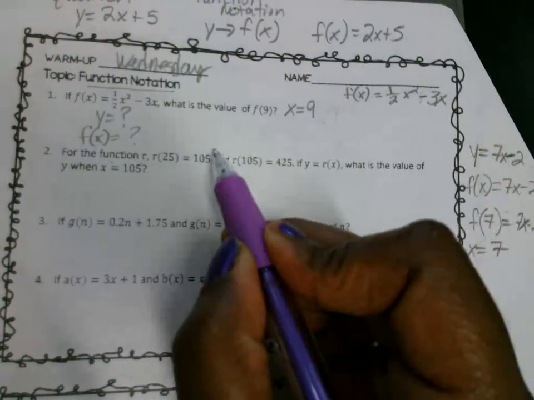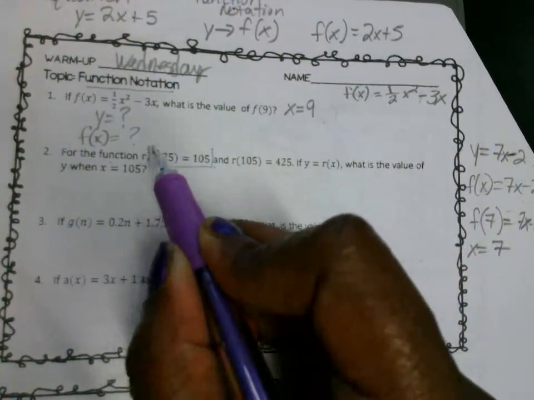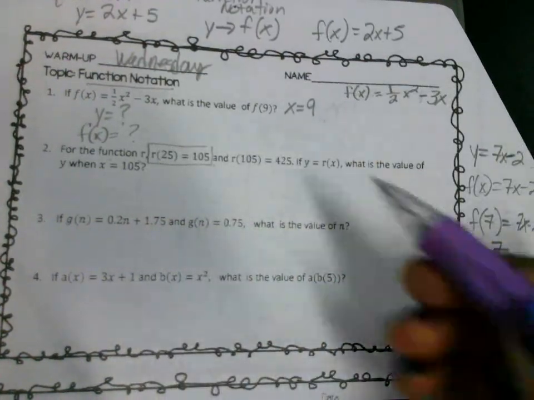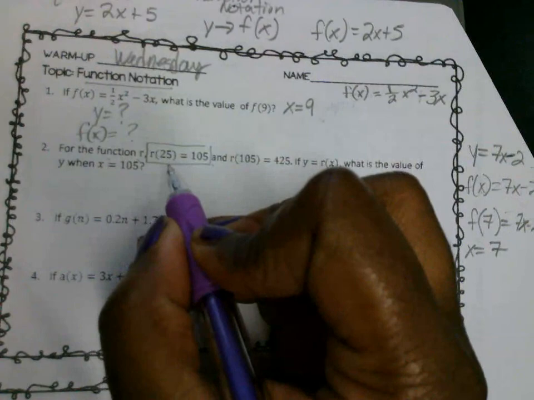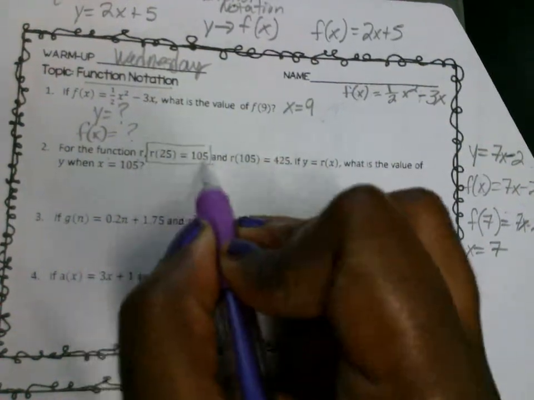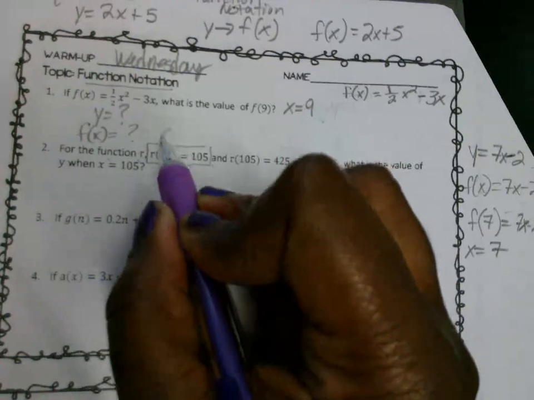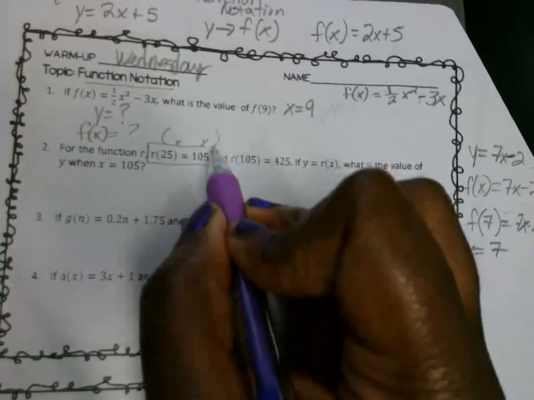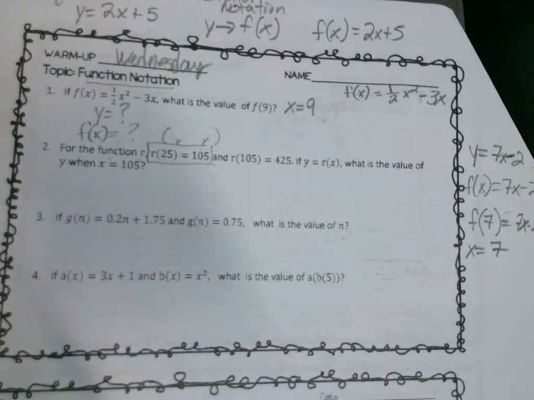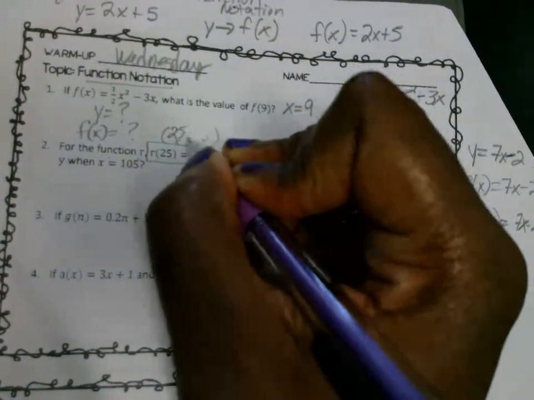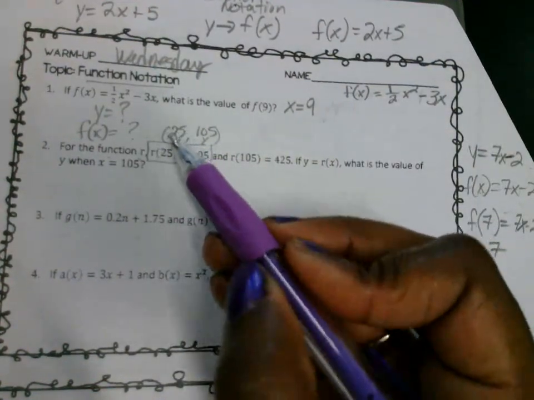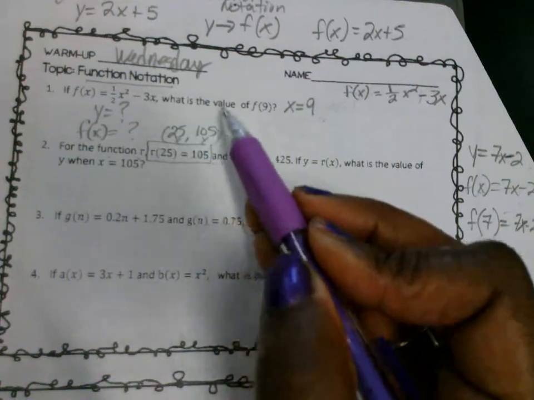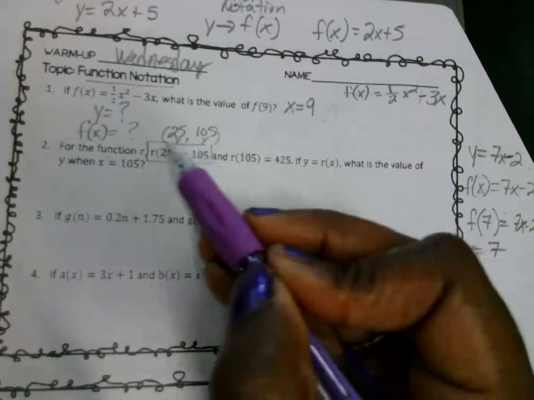Okay, so already let's break this down to what they're saying here about the equation R. They're telling you the value of X and the value of Y, right? What's X and what's Y? 25 is X. And what's Y? 105. So when you substitute 25 into the function, your answer is going to be 105. That's all this is saying.